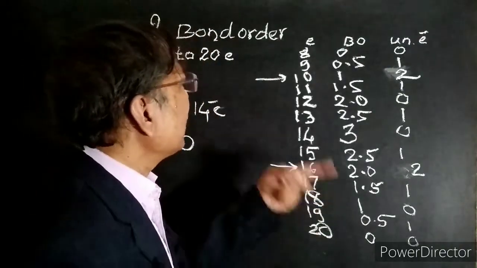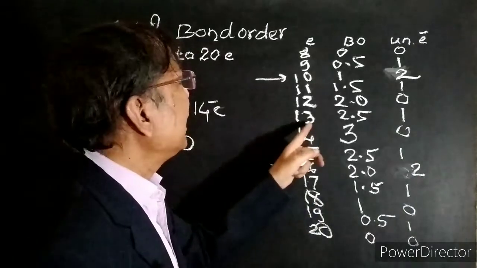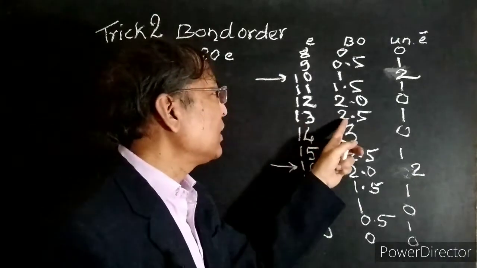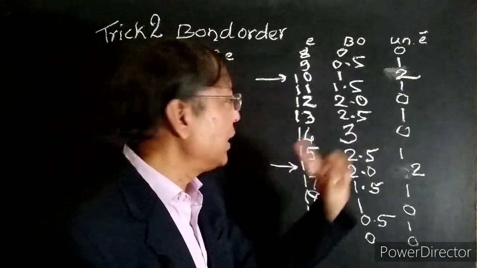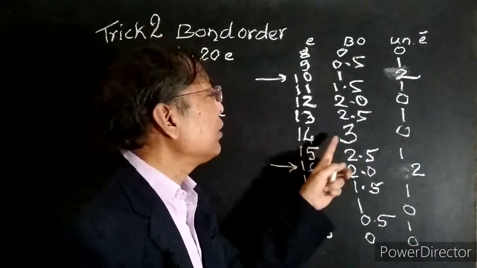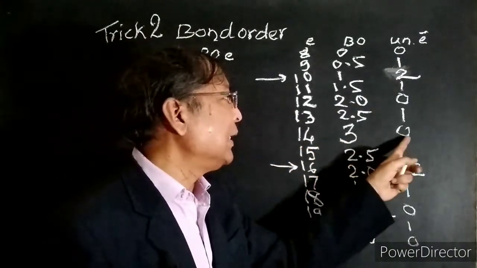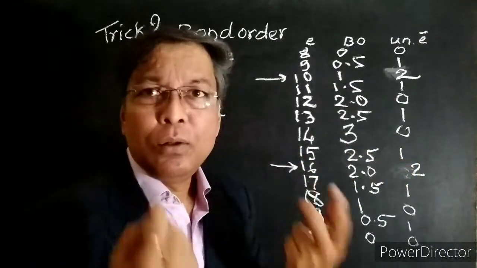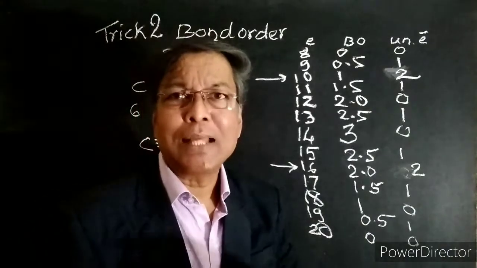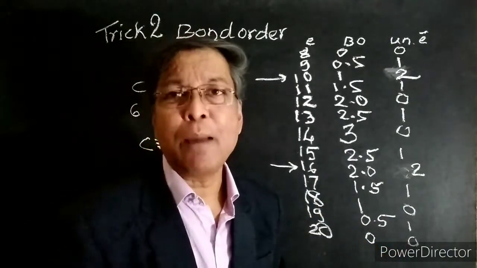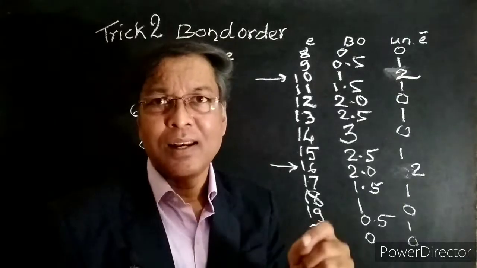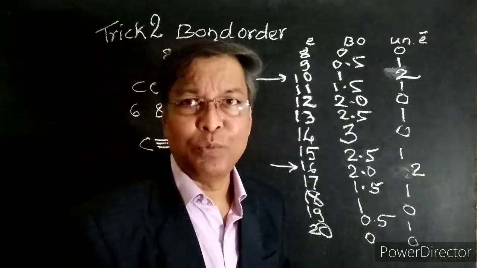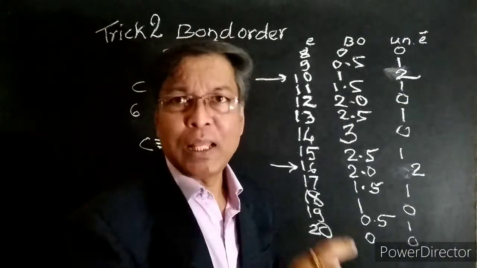For example, if we consider a molecule having 13 electrons, its bond order is 2.5 and it has 1 unpaired electron. And a molecule having 14 electrons, its bond order is 3 and it has 0 unpaired electrons. When the molecule has no unpaired electrons, that means it has completely paired electrons, so it is diamagnetic in nature and it is colorless. What is paramagnetism and what is diamagnetism, I have discussed in detail in my first video. If possible, you can watch that video also.